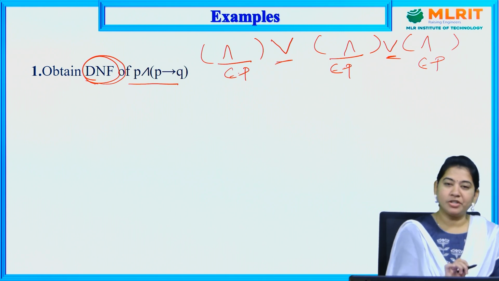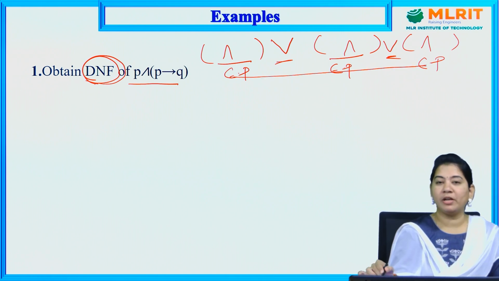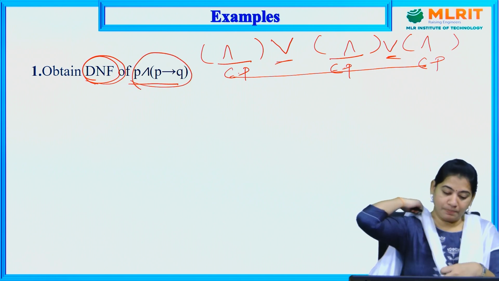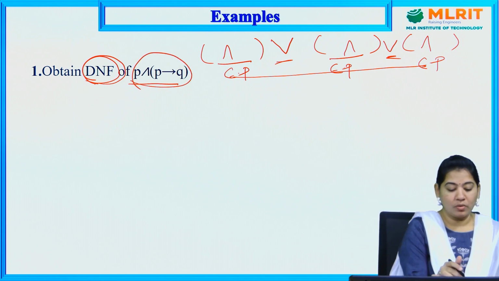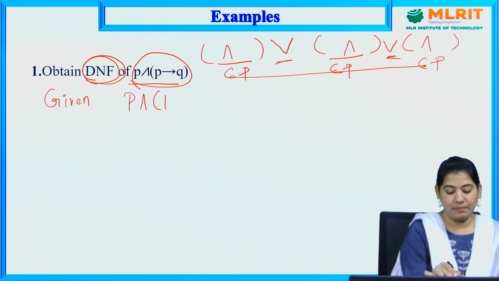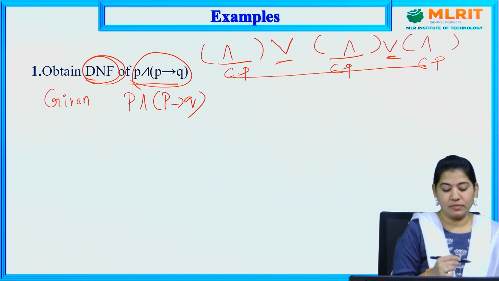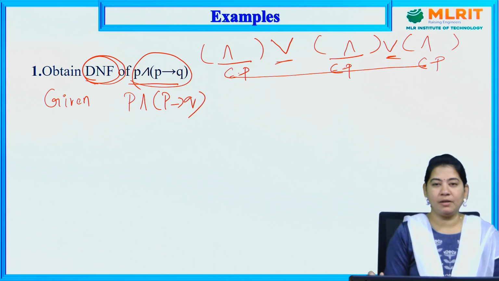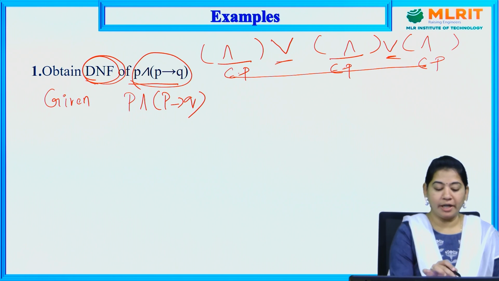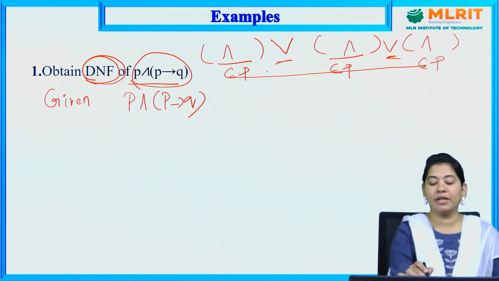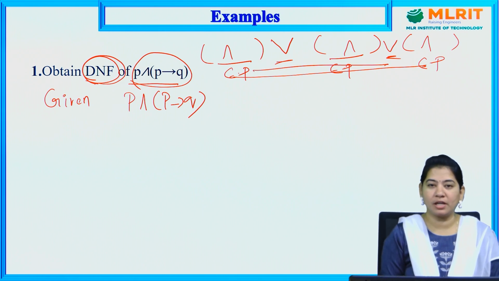So the question is, you need to get the sum of elementary products for the given statement formula, that is P and (P implies Q). Write down the given formula, P and (P implies Q). This is the statement formula given here. You need to solve this by using the laws of logic until you get into the form of sum of elementary products.